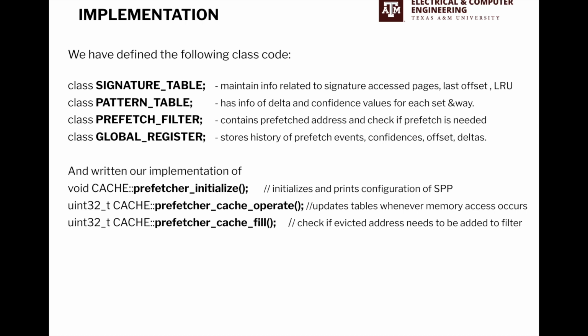And in the global register, we have stored the history of previously prefetched events, their confidence values, and offsets and delta values. Later, we have completed the implementation of the predefined functions of prefetch initialize, cache operate, and cache fill. In initialize, we have initialized the different SPP configurations, and in cache operate, we have updated various tables whenever there is a memory access, and in cache fill, we have checked whether the evicted address needs to be added to the prefetch filter or not.